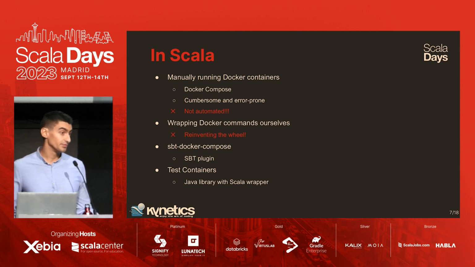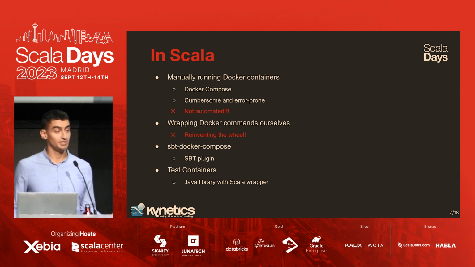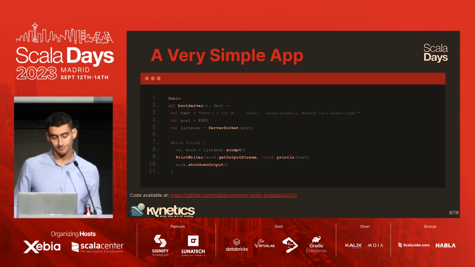So what's the solution? The solution is to not reinvent the wheel, to let third-party frameworks or libraries take care of this work for us. This is what both sbt-docker-compose and testcontainers do. The former is an SBT plugin that essentially wraps a Docker Compose file. And the second is a Java library that gives us a very low-level, fine-grained configuration over our containers. We'll see them both with some code examples in this presentation and compare them at the end.